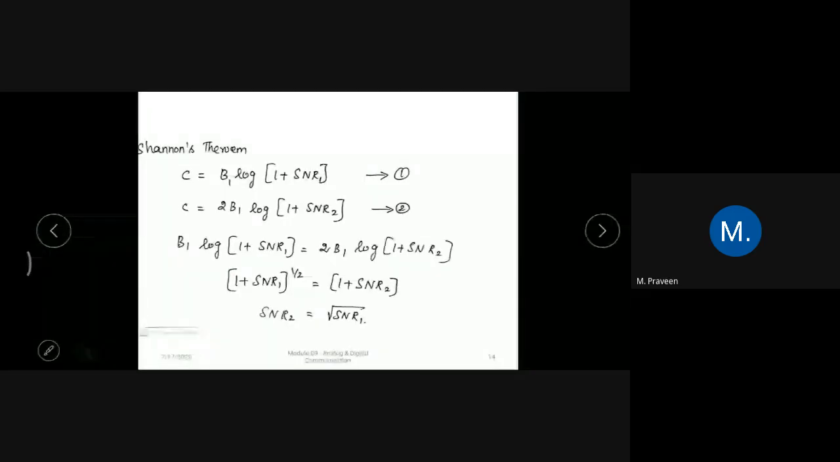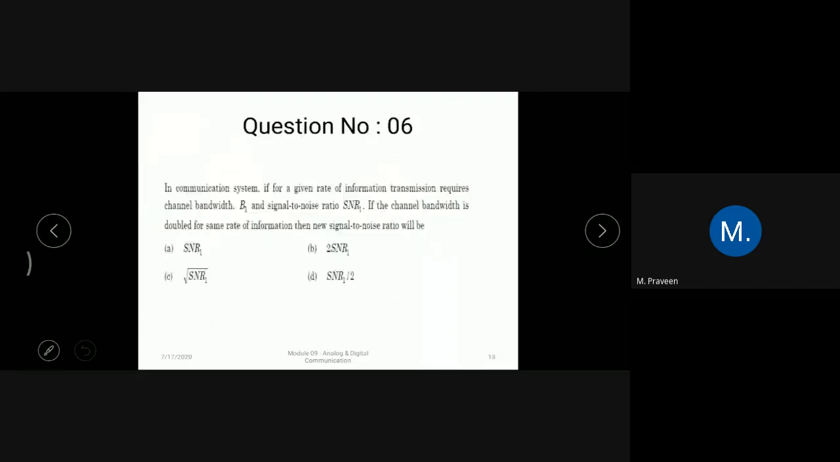Now I have two equations with the same channel capacity, so I can equate them. B1 log of 1 plus SNR1 is equal to 2B1 log of 1 plus SNR2. I cancel B1, and bring the 2 to the left side, so 1 by 2 in front of the log goes to the power, that is a root. So the new signal to noise ratio is the square root of the old one: SNR2 is equal to square root of SNR1. So the option is C.